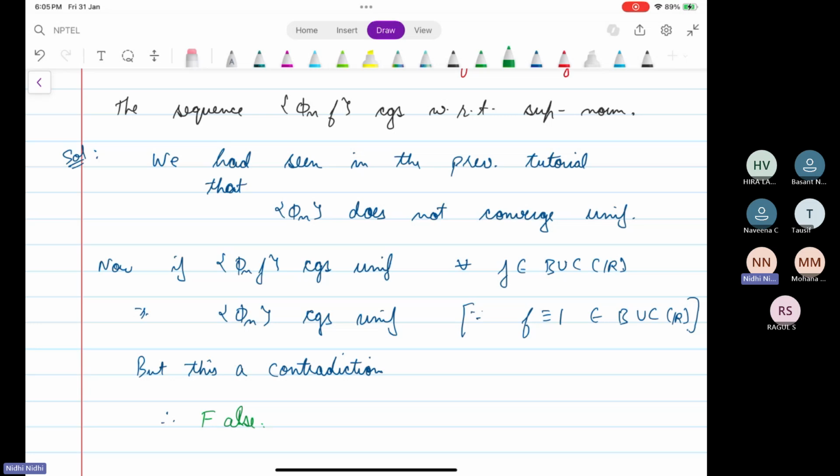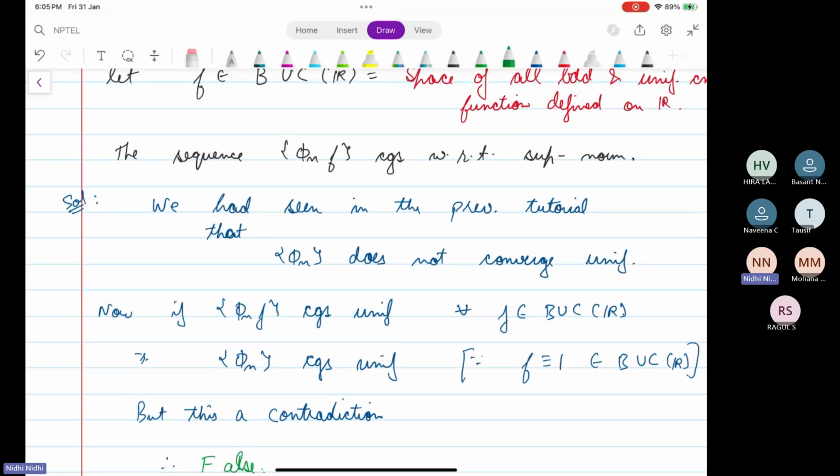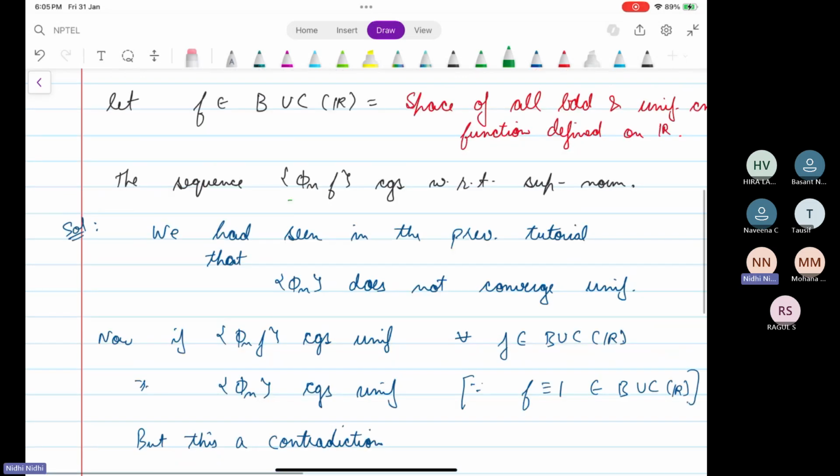Is it clear? In the last class, if you remember, we had proved how this sequence phi_n does not converge uniformly. It cannot converge uniformly, and that will help us give an example such that this sequence does not converge in sup norm. So, is it fine with everyone? Can you at least write in the chat box? Is it fine?